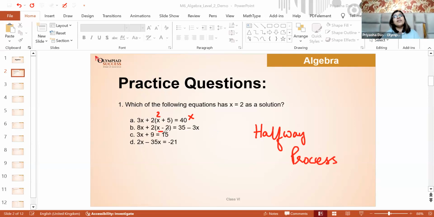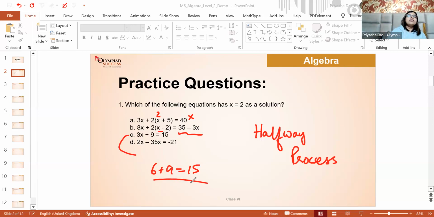Similarly, if I do x minus 2, so 2 minus 2 will land up on a 0. And I know that again 8 into 2, 16 will land nowhere close to 35 minus 6. So this is also gone. Now when I come to option C, I know 3 into 2 is 6 and 6 plus 9 is 15. This is very easy and fast to calculate. So I get my correct answer right there.